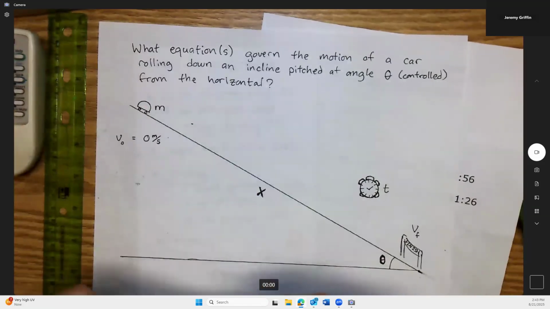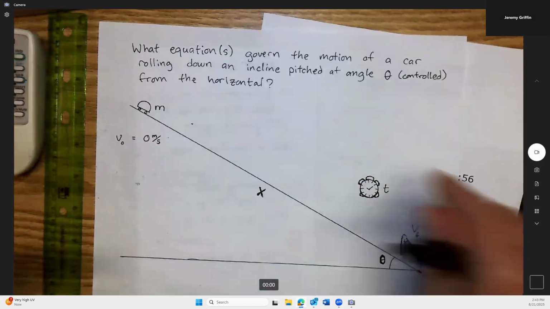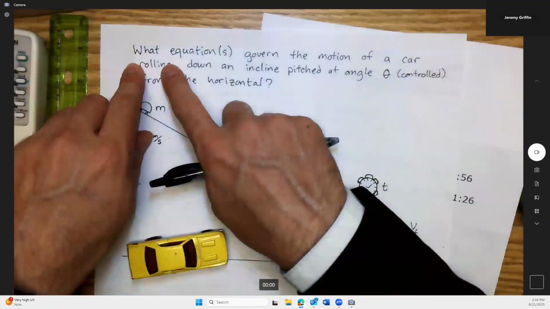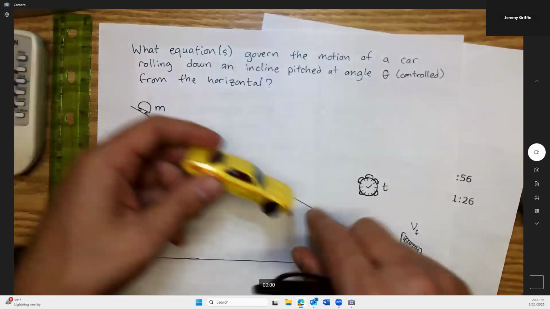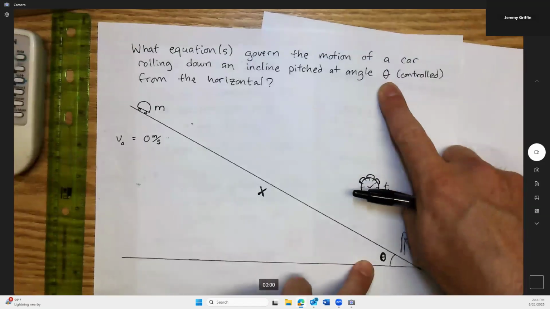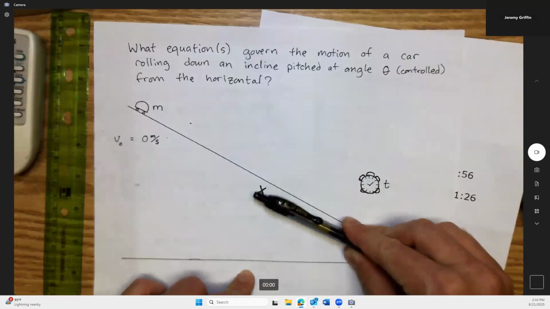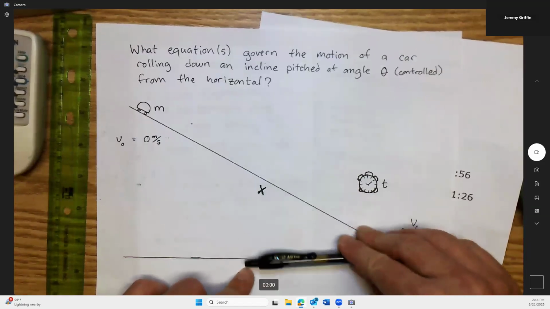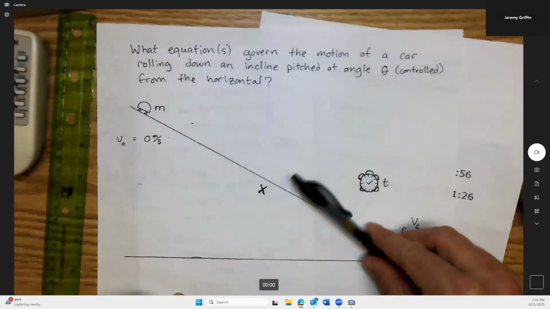I wonder how you can describe that motion through physics or math. Here's your question: what equation or equations could govern the motion of a car rolling down an inclined plane? Let's say pitched at some angle theta from the horizontal. So maybe it's so many degrees. You guys should get probably somewhere about 5 or 10 degrees. That's what everybody's going to get today. They're all a little bit different, but somewhere between 5 and 10 degrees.